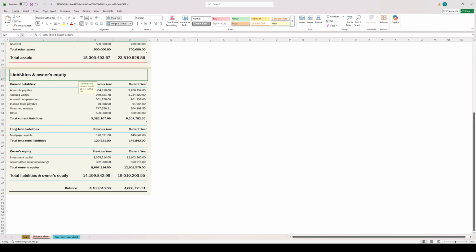So liabilities and owner's equity, these are important. Let's start with accounts payable. Accounts payable are the amount of money that we owe but haven't paid yet. It's about how much we have to pay to someone. Okay, so it's like a loan.